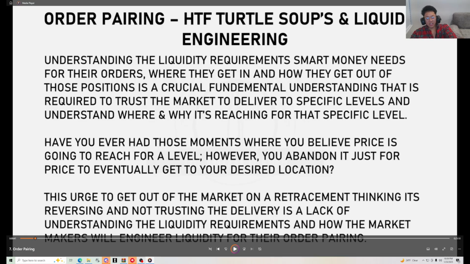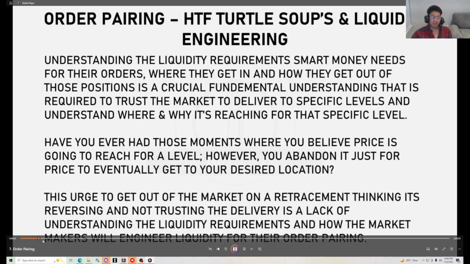This is exactly how I lost a lot of my money. The urge to get out of the market on a retracement, thinking it's reversing, and it's really not. I'm not trusting in delivery. I'm not believing in my trades, and that's how the market makers are gonna just straight dig me out, eventually getting to your desired location.